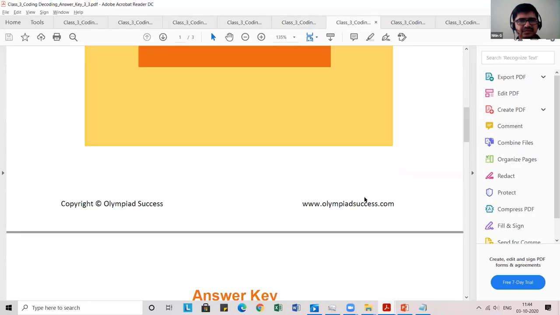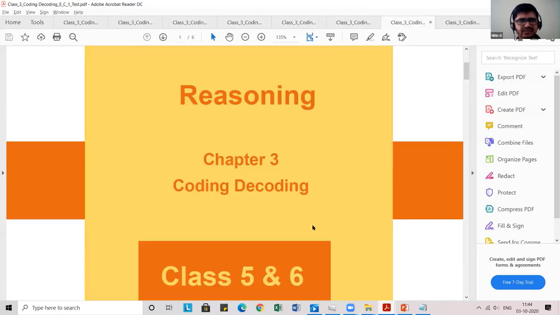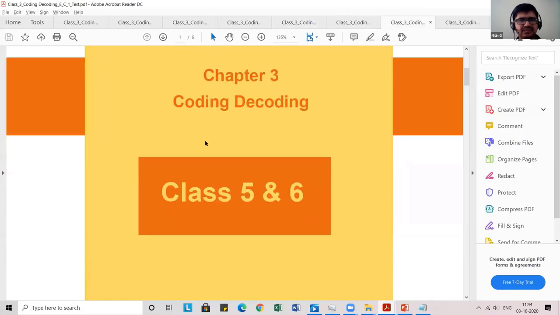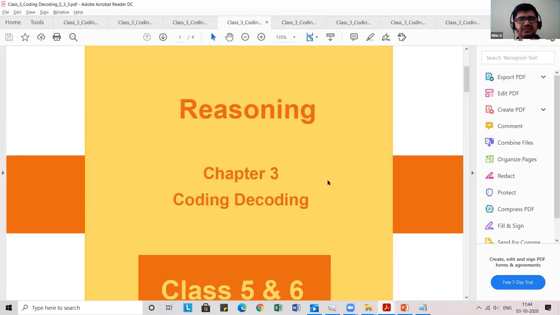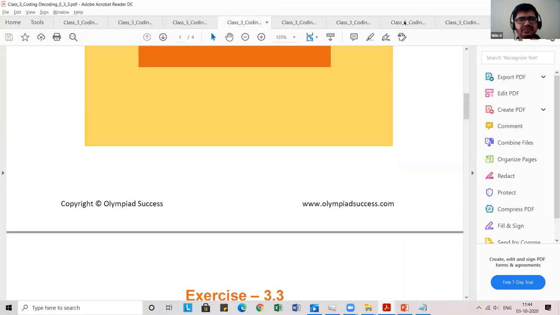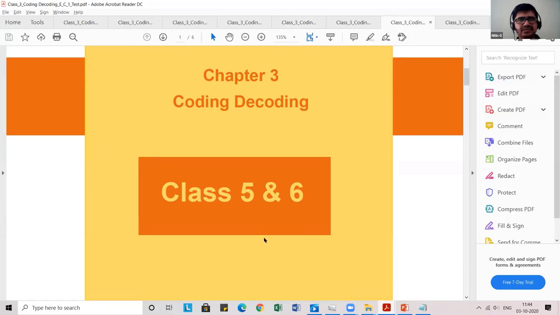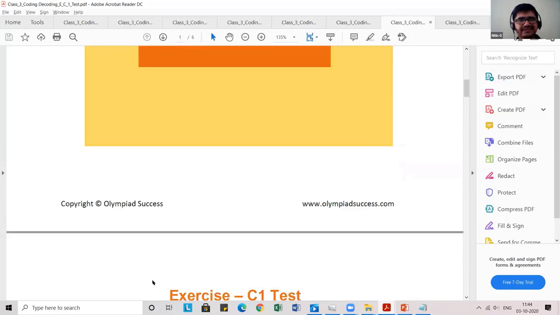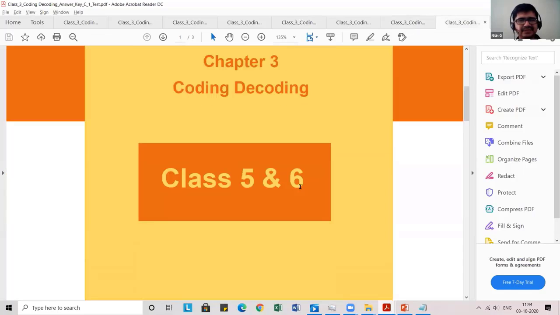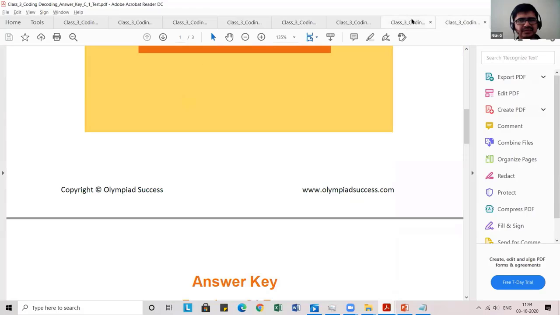And then the final one would be the mock test. This would be shared after the class. The pattern followed would be similar to the exercise which I showed you, but since it is a mock test, I won't be showing you the answers. Sorry, the questions, and this would have the answer key as well. So these two files would be shared with you after the class gets over.